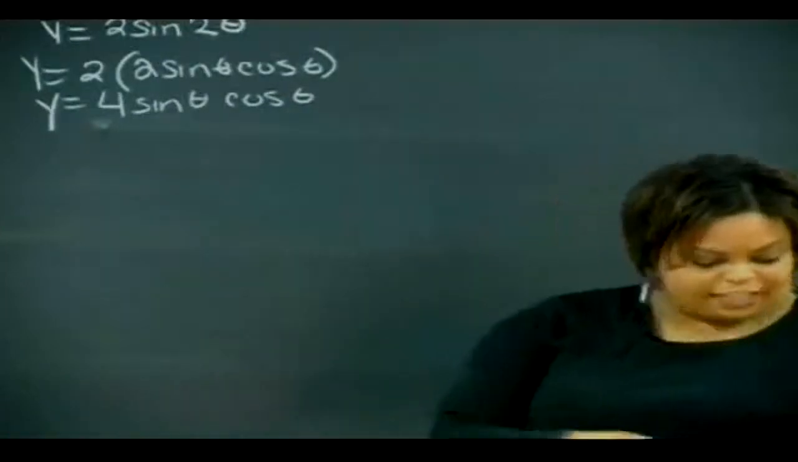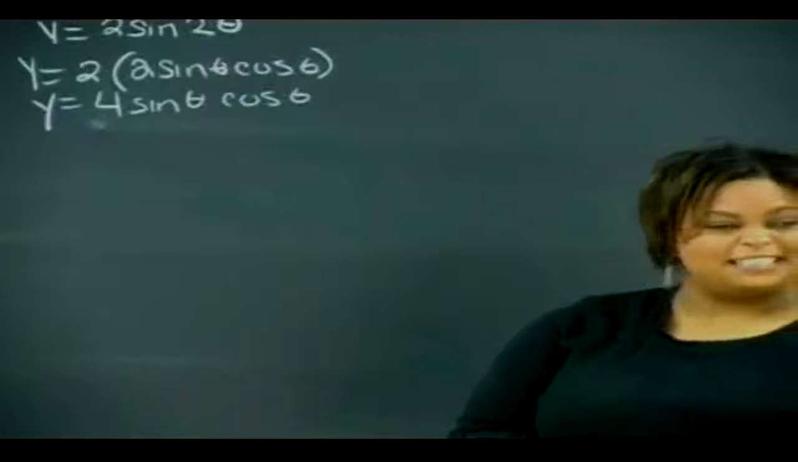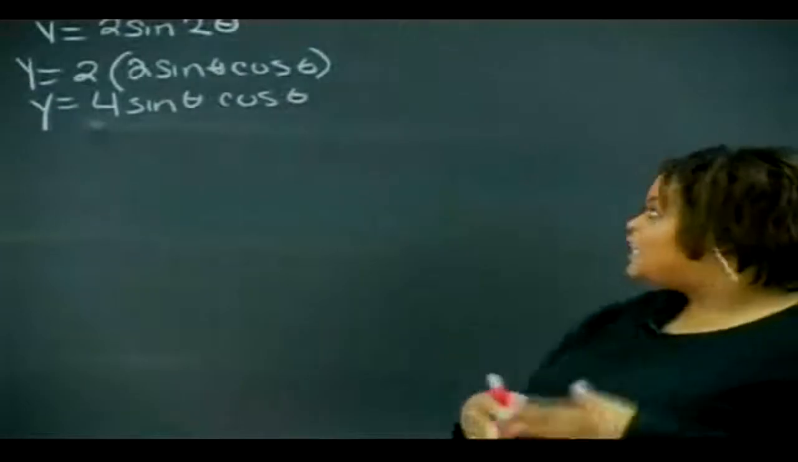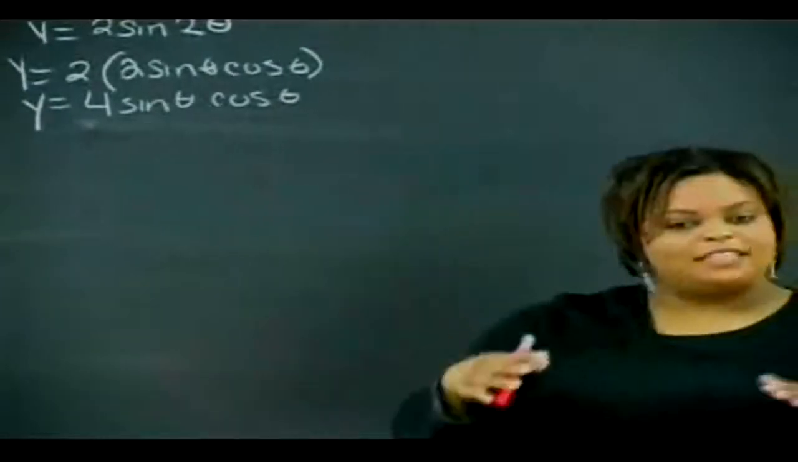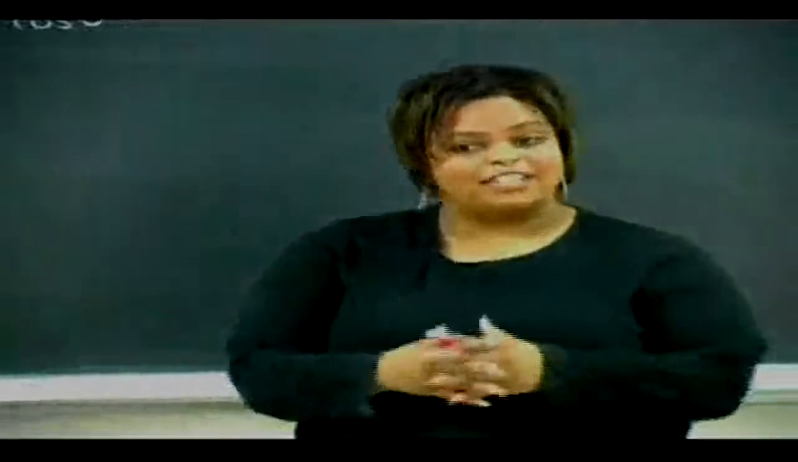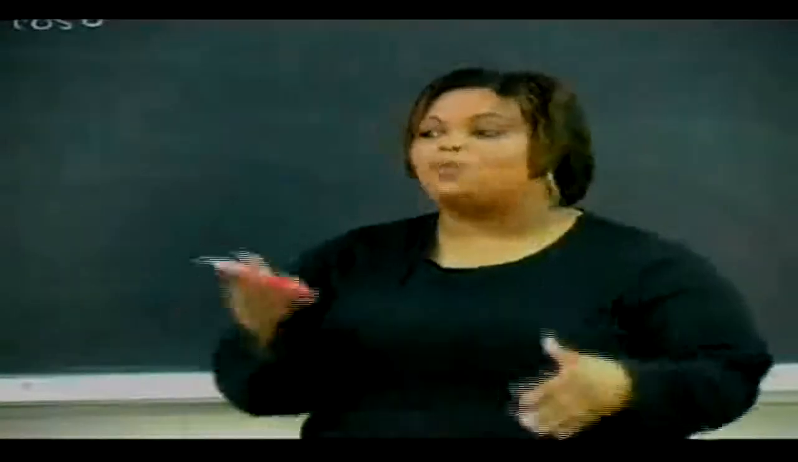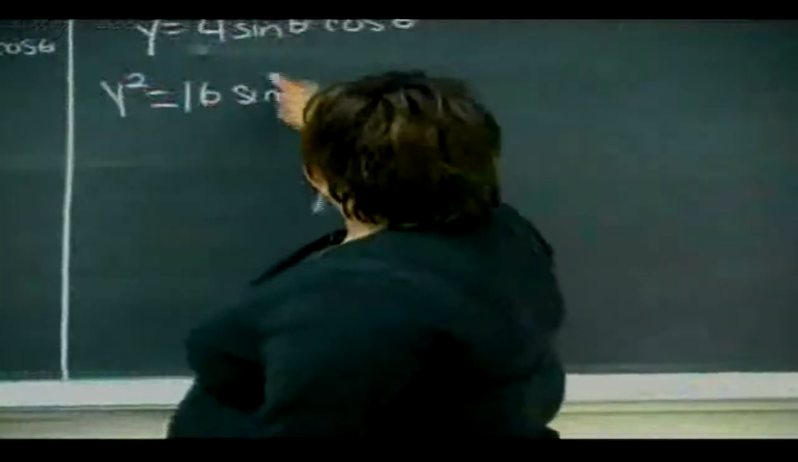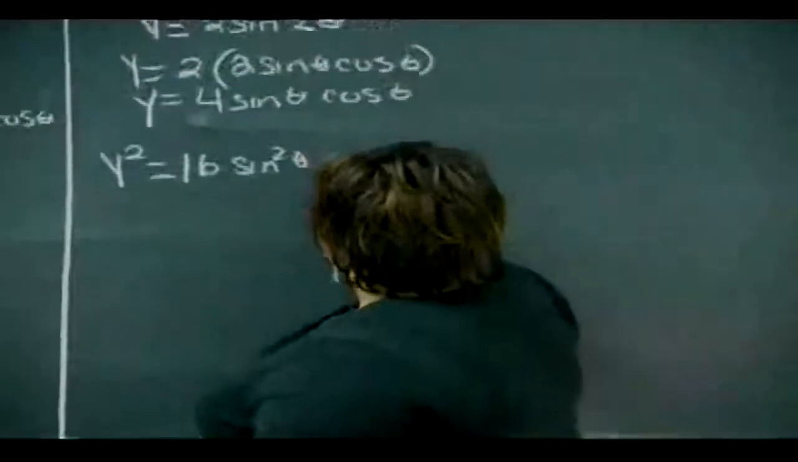So you may have to in turn square both sides to get to sine squared, because all I know is x is cosine theta. So I can replace x with cosine theta. I don't know what sine theta is, but I can change sine to cosine if I have some squares there. So let's get some squares. y squared equals 16 sine squared theta cosine squared theta.